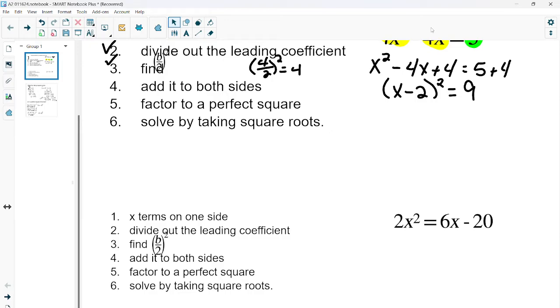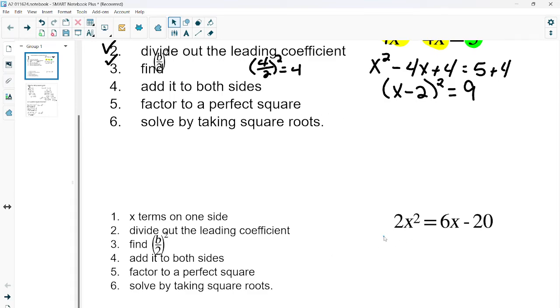We are doing the second example, and that is with a quadratic that has a leading coefficient, this time of 2. And you'll also notice that the 6x is not with the x squared on the left side. So the first thing we want to do is make sure our x terms are on one side. So we're going to do that first.